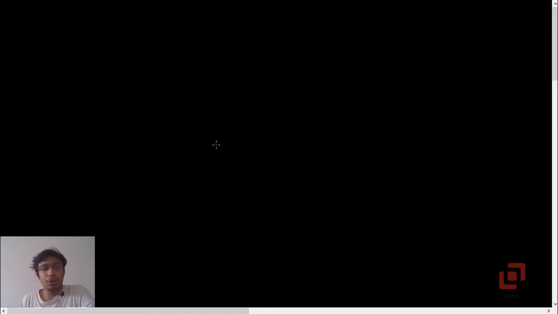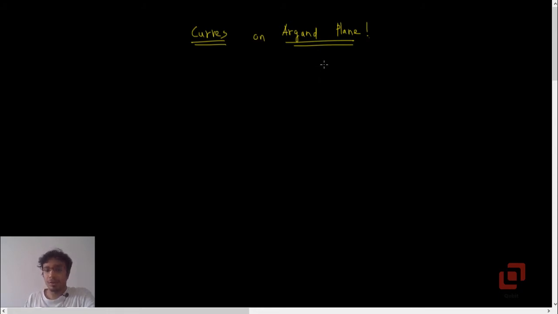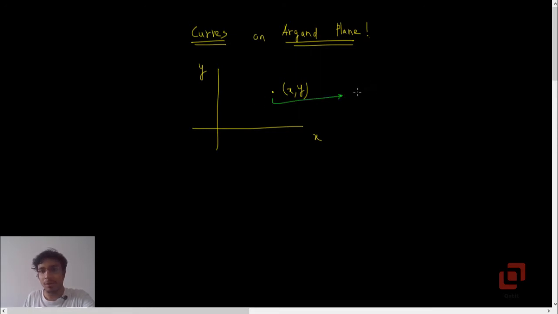Now we are going to talk about the curves on the Argand diagram or on the Argand plane. Just to remind you, the Argand plane is our usual XY plane. The only difference is here we do not say that each point has two coordinates x and y. We say that this point represents the complex number x plus i y.